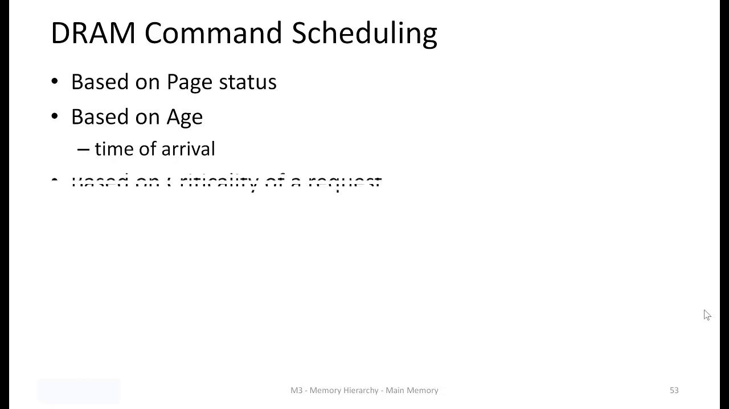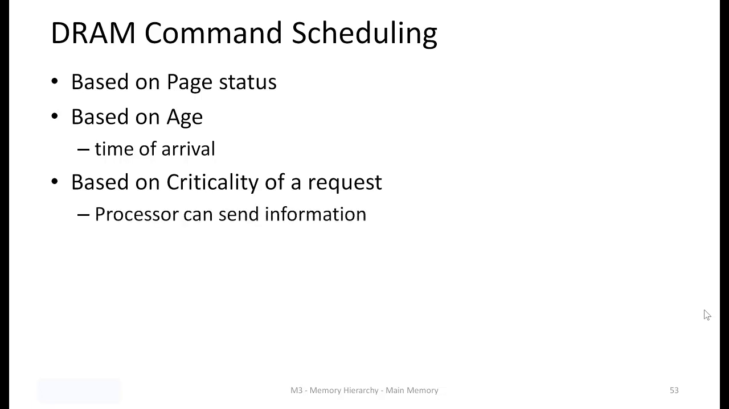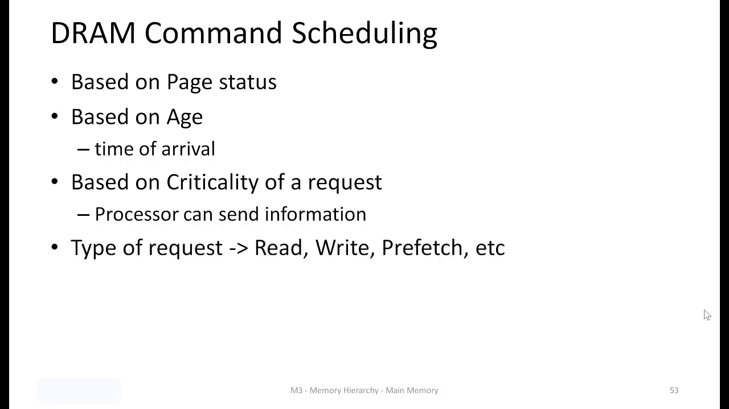It can be relative, or it can be based on the criticality of the request. We have seen such a thing at the request scheduling also. The processor can send more information saying that some particular request or set of requests is very critical to it, so that the memory controller can speed up their service. Or the priority can be based on the type of request also. The typical priority would be reads over writes over another specialized request called prefetch. I haven't touched on prefetching at the caches, so you can ignore it for now.